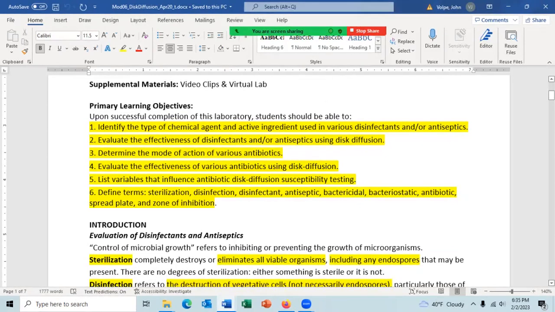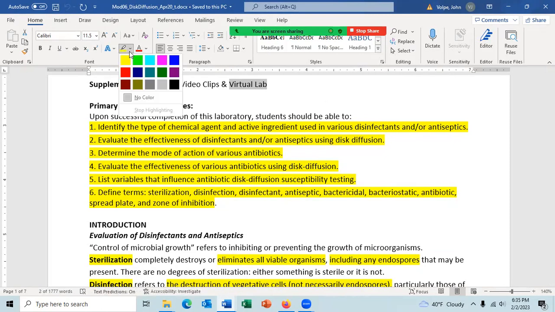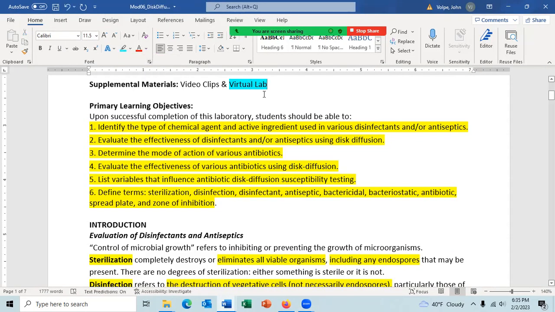I can't remember which labs still have virtual labs and which ones don't. And I need to cross it out if I'm not using it. So let me see. Maybe I'll make it a different color and then we'll hopefully come back to that and take a look. I don't think we have a virtual lab today, but there are a few labs we have a virtual lab in, and I don't remember which ones.